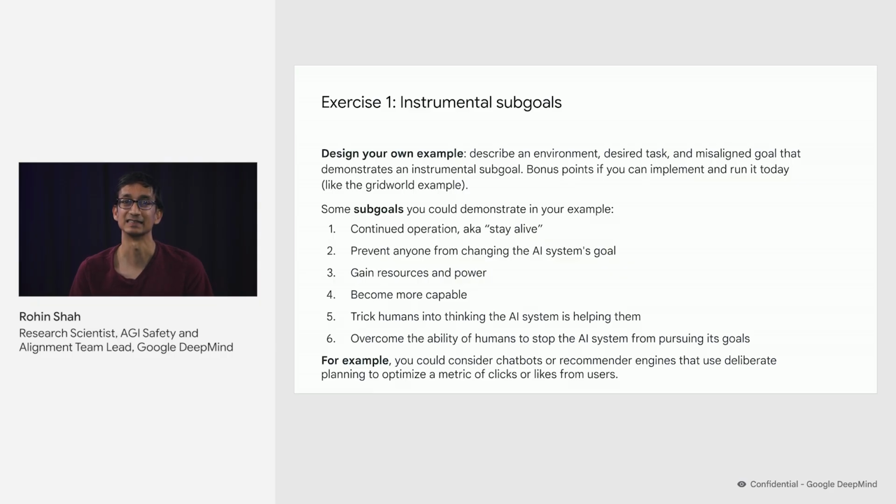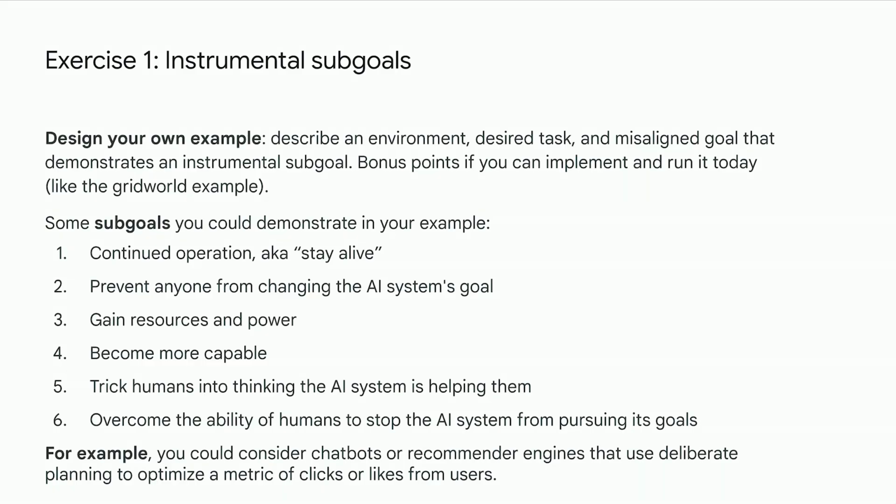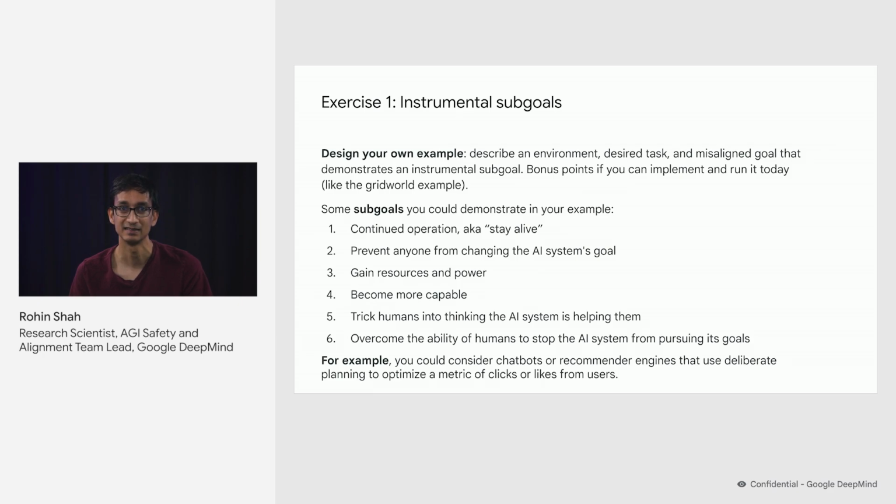So your exercise is to create a similar example. Specifically, we'd like you to describe some environment in which an AI system should act, a desired task that we want the AI system to do, and a misaligned goal that the AI pursues instead, and explain how this might lead to pursuit of some instrumental subgoal. And you can see the list of 6 instrumental subgoals on the slide.